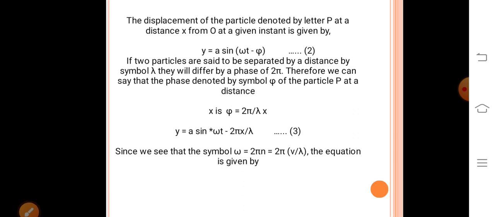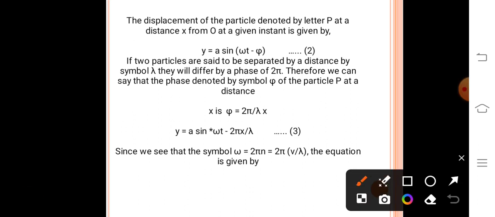If two particles are separated by distance lambda, they will differ by the phase phi. So the phase of particle P at distance x is phi equals 2 pi by lambda times x. So the equation becomes y equals a sine (omega t minus 2 pi x by lambda).